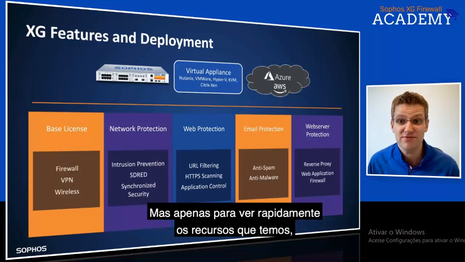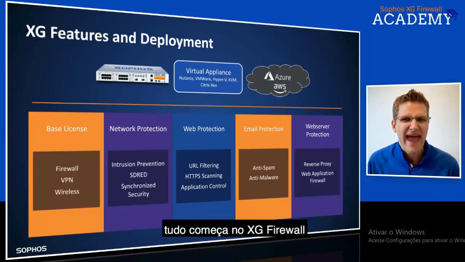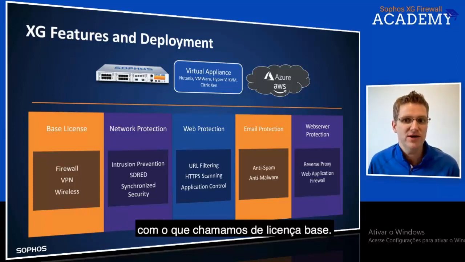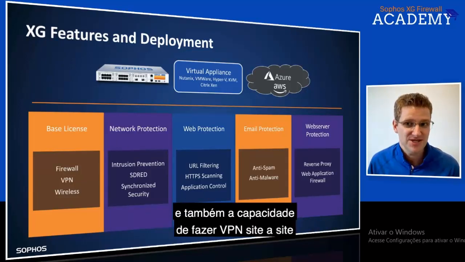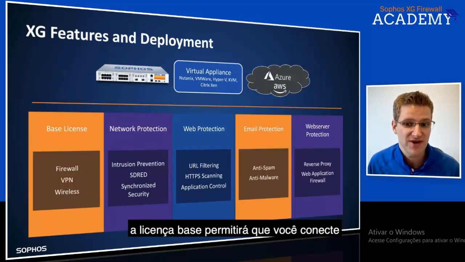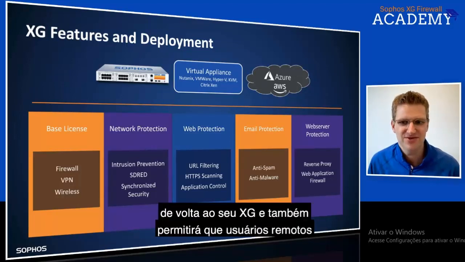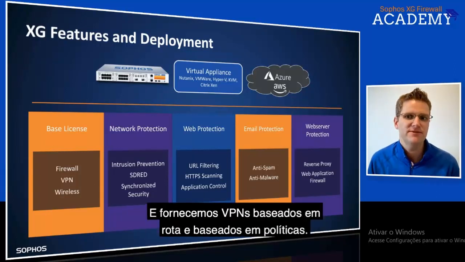But just to quickly run through the features that we have, these will be covered in more detail in later sections, but everything starts on the XG Firewall with what we call the base license. That will provide you with core firewalling capabilities, also the ability to do site-to-site and remote access VPNs. So for all your VPN needs, the base license will cover you to allow you to link all of your remote sites back to your XG, and also allow remote users to get secure access into the system as well. And we provide both route-based and policy-based VPNs.